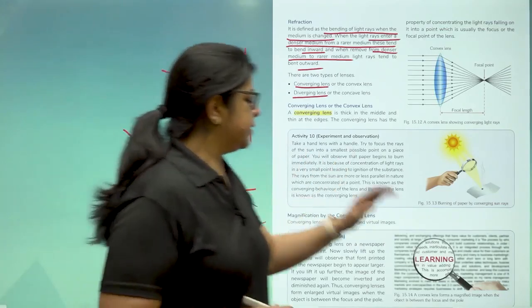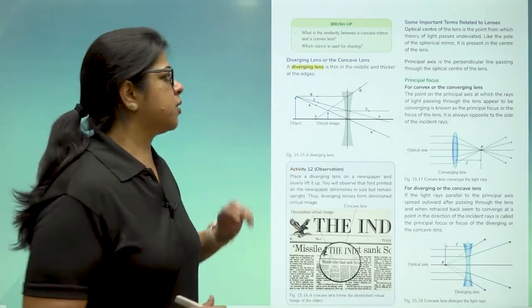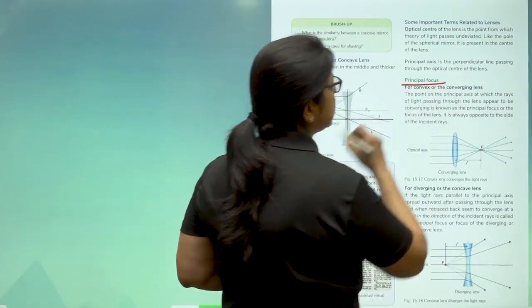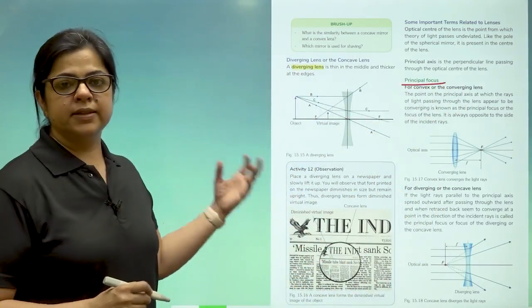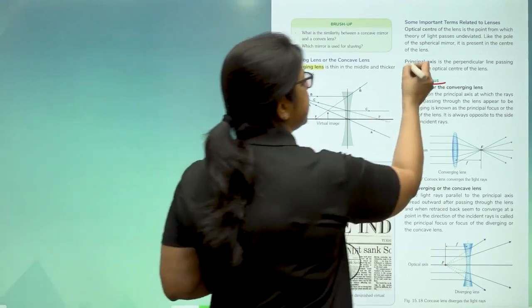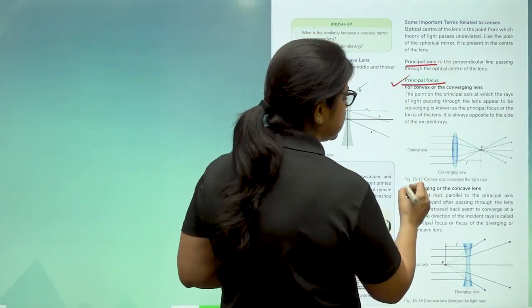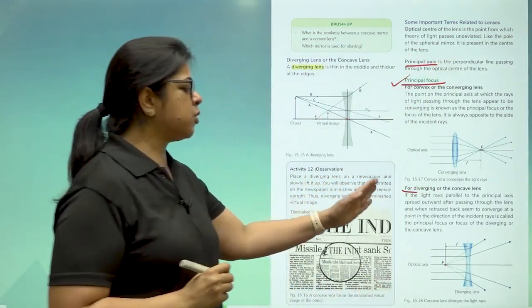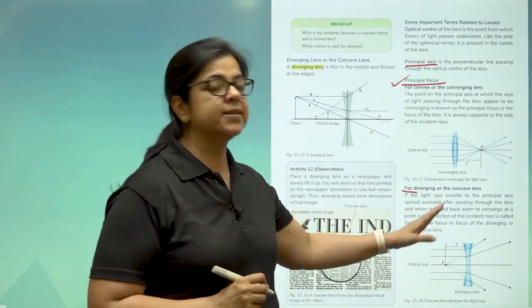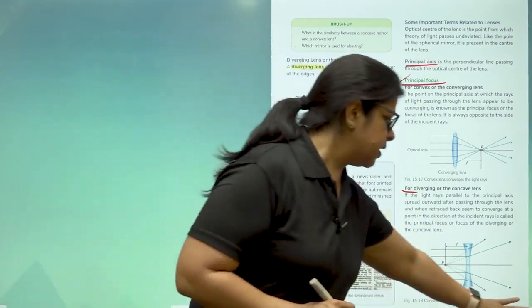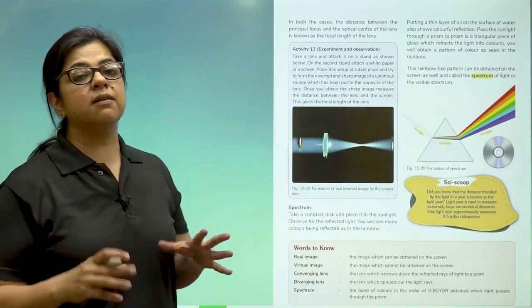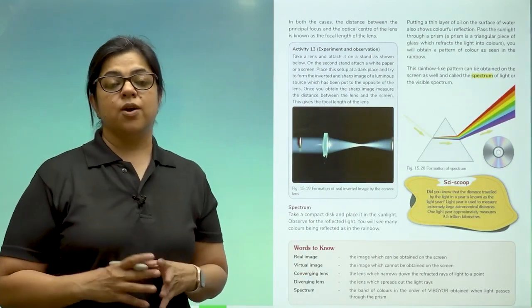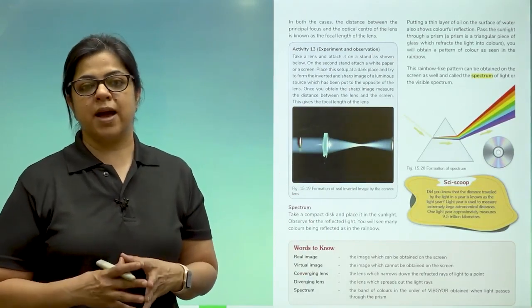Just like the mirrors that we were talking about, the same things apply for the lenses as well. There is a principal axis, a principal focus, and the principal focus is different for converging lenses and for diverging lenses. Now children, you all have seen a rainbow in the sky. What is actually happening in this rainbow?